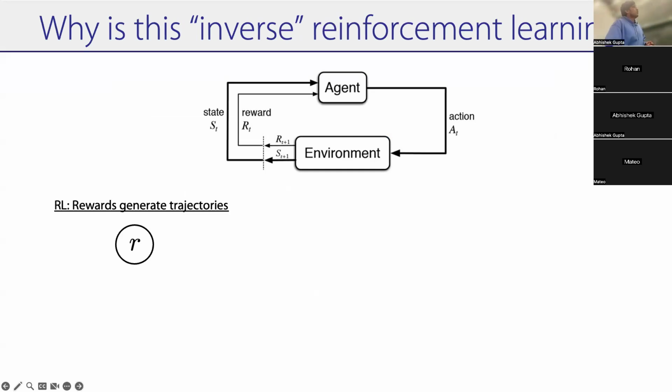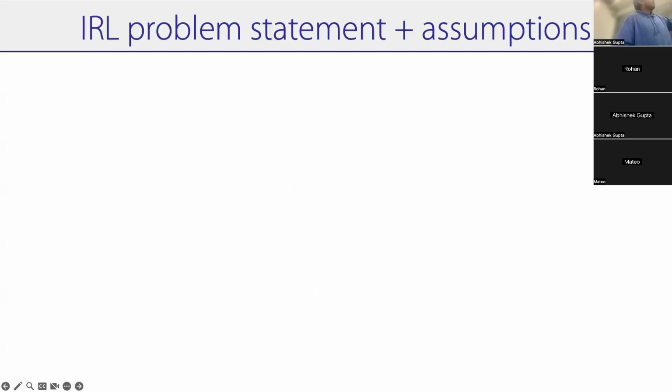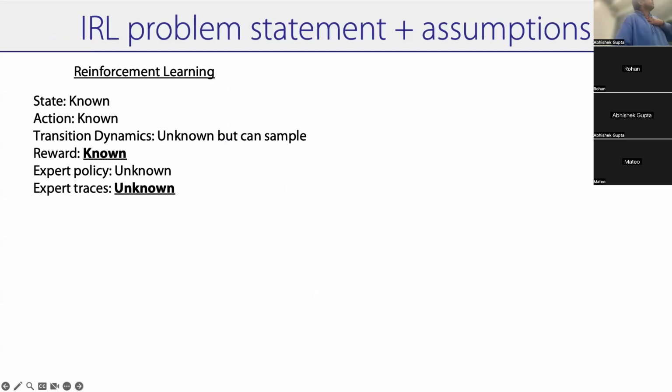Okay, so one way to conceptually think about this is that RL goes from rewards to optimal trajectories. Inverse RL goes from optimal trajectories to rewards, right? So the problem statement here is that in reinforcement learning, your state and action are known. Your transition dynamics are not known, but you can sample from them. Your reward is known, and you don't have expert policies or expert traces. You're just given S, A, transition dynamics, R.